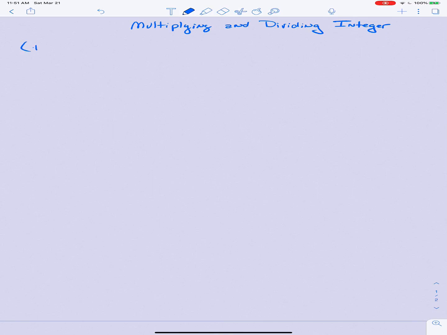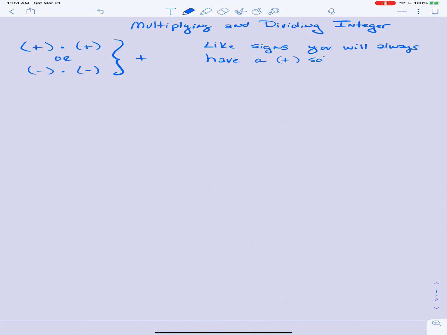First of all, if you have a positive times a positive or a negative times a negative, these will always be positive. So if you have like signs in multiplication, you will always have a positive number. So let's do some problems like this.